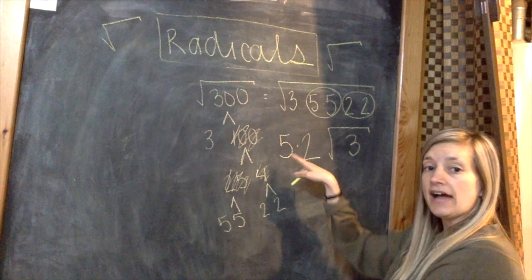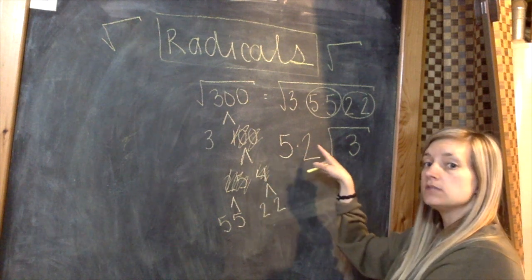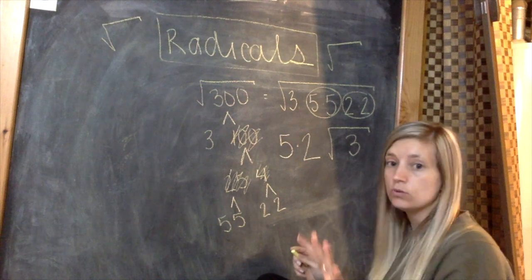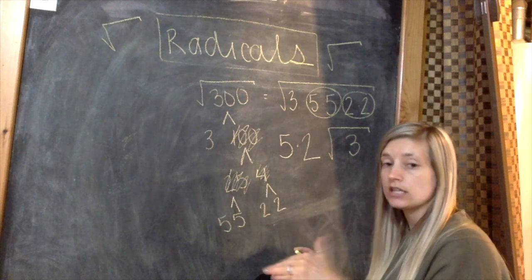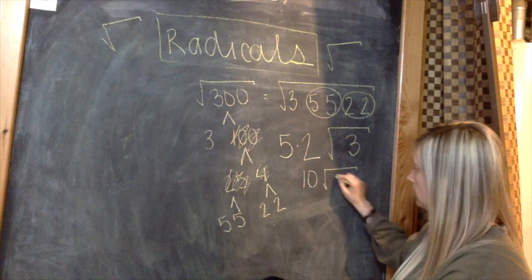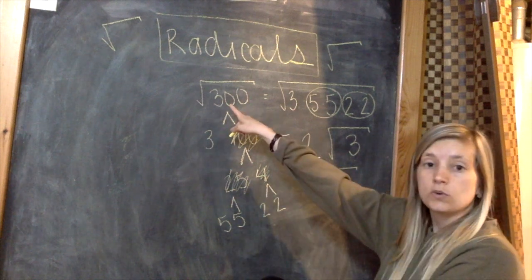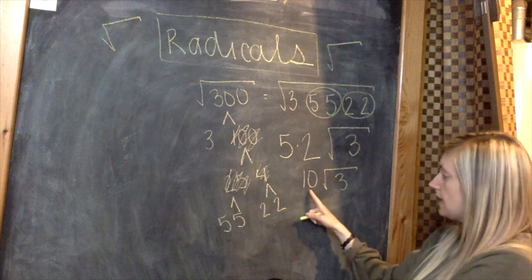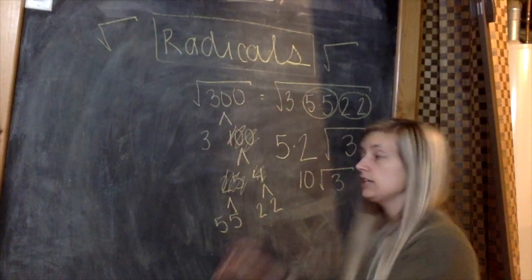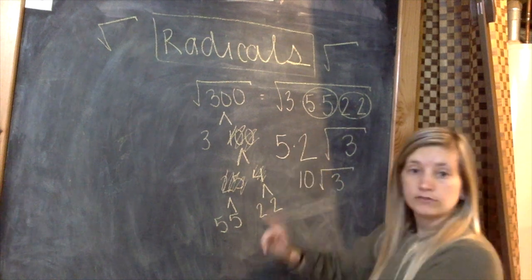Now out front I have 5 times 2. There is no adding, none whatsoever. Everything is multiplication. So 5 times 2 is 10. So the square root of 300 reduces to 10 square root of 3. You're just looking for pairs to bump out front.